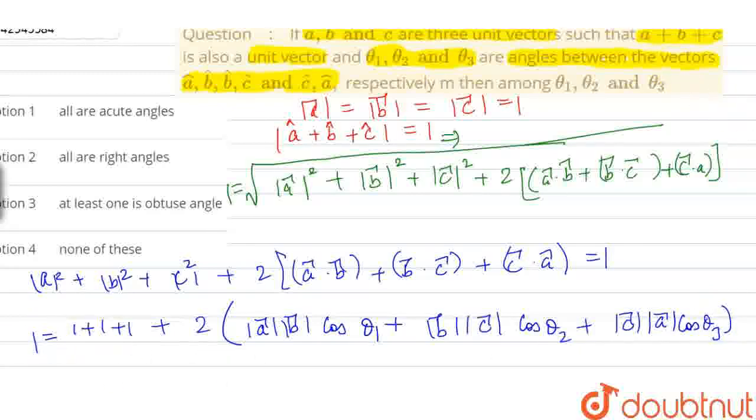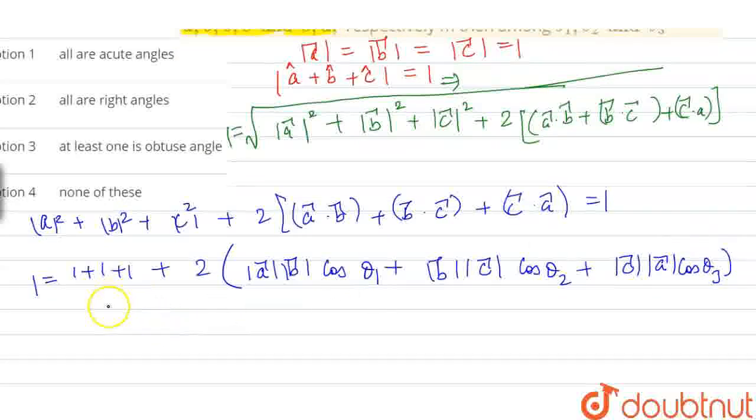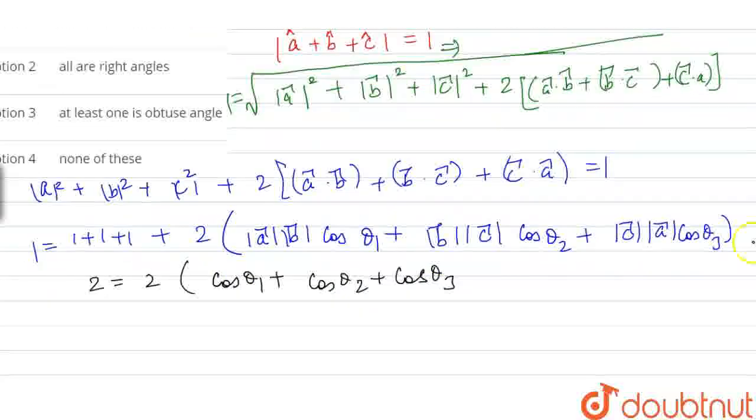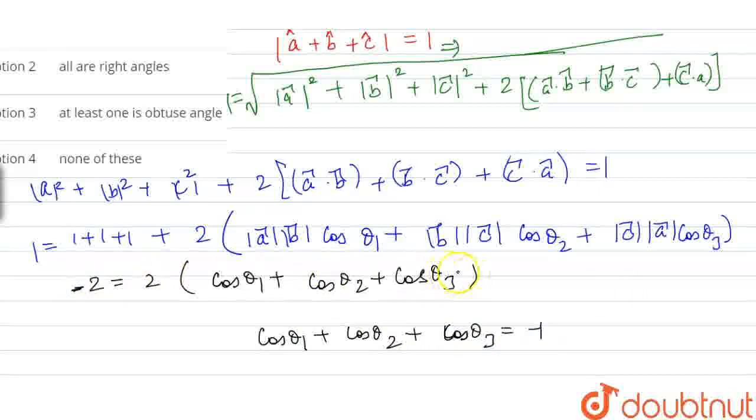Finally, we can write one conclusion from this: 3 plus 2 times the sum of cos theta 1 plus cos theta 2 plus cos theta 3 is equal to 1, because the magnitudes are all 1. So 2 times the sum is equal to minus 2, and finally we can say that cos theta 1 plus cos theta 2 plus cos theta 3 is equal to minus 1.